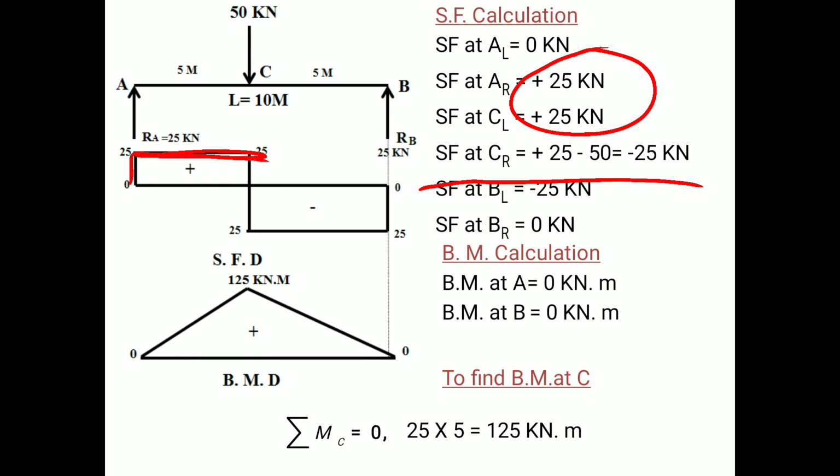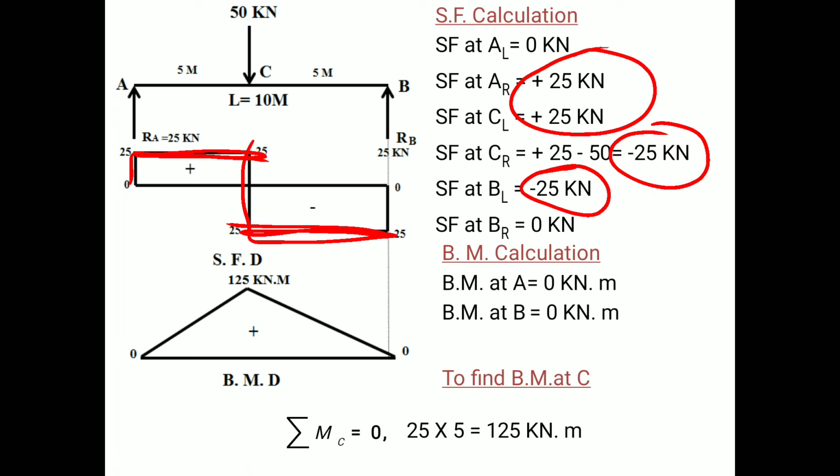Now at the point C, a 25 kilonewton force is acting as positive one, and the other 25 kilonewton is acting as negative one. So we have a negative direction of the shear force. After that, shear force at left of B is equal to minus 25 kilonewton. Again there is no change in this value, therefore it will remain as it is. So from C to B, the value of shear force will remain constant, and the shear force at right of B will become 0.